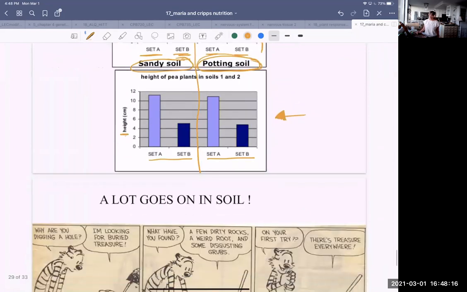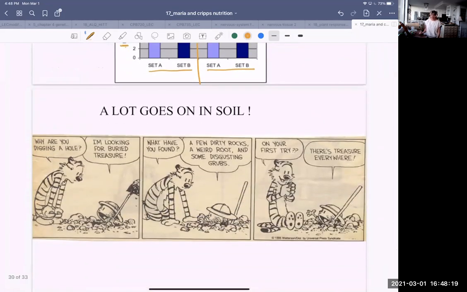It's an experiment. A lot goes on in soil. This is Calvin and Hobbes. Have you ever read Calvin and Hobbes? No? It's a comic. I read it at university. Hobbes says, why are you digging a hole? I'm looking for buried treasure. What have you found? A few dirty rocks, a weird root, and some disgusting grubs. On your first try, there's treasure everywhere.